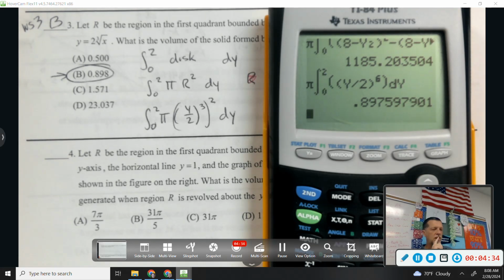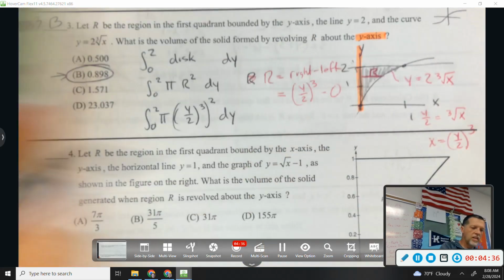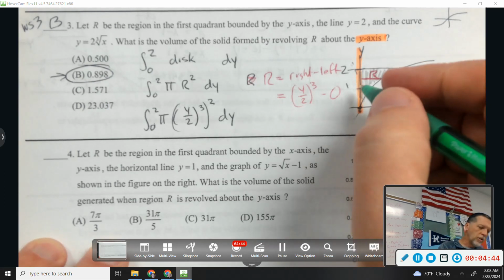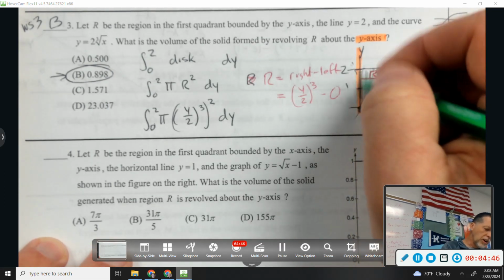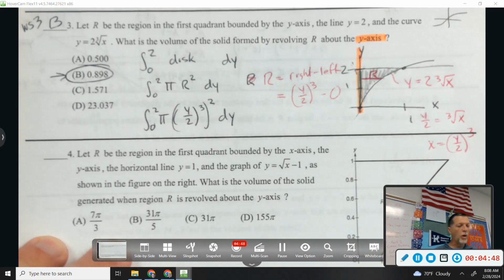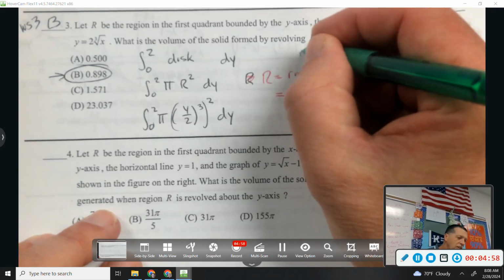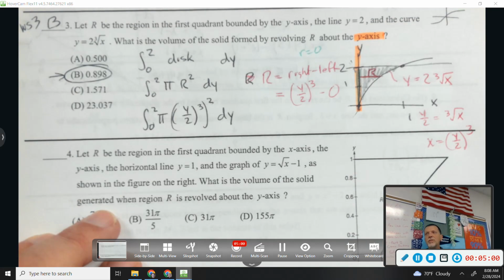Ian: why is there no little r? Somebody want to answer that? It's a good question. Why is there no little r? It's a disk, not a washer. Where would your little r be? It would always be 0, because there is no inside radius. Which means, not really advised, but you could set up every problem as a washer problem, and you would just have r equals 0 for your disk problems.